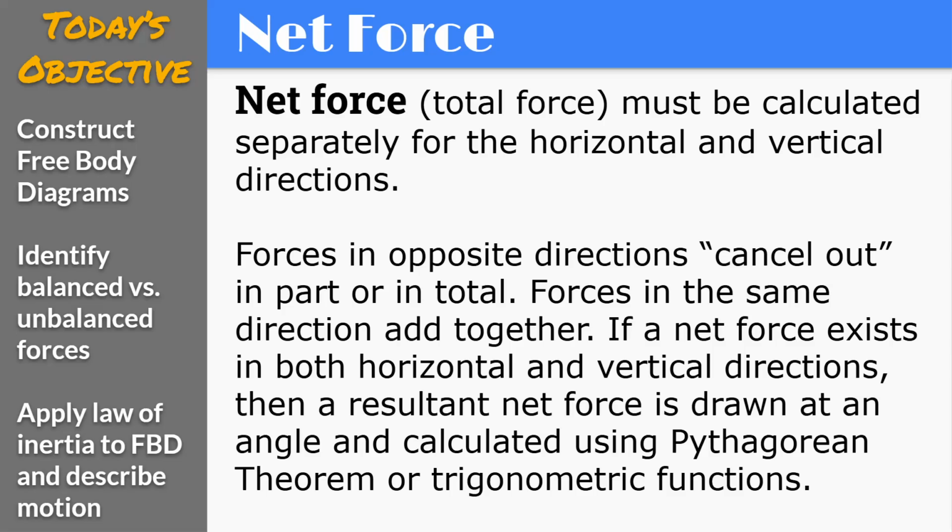This is the same thing we talked about last unit, but this is different. If a net force exists in both horizontal and vertical directions, then a resultant net force is drawn at an angle and calculated using Pythagorean theorem or trigonometric functions. We will be using sine, cosine, and tangent in this unit. We will also be using Pythagorean theorem, a squared plus b squared equals c squared.